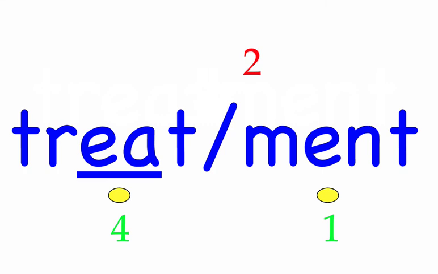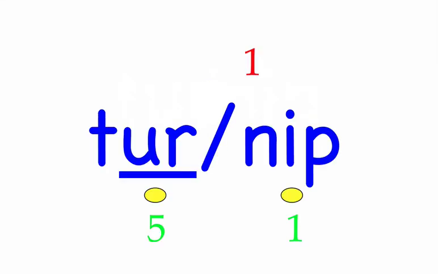Turnip. She cut the turnip into small pieces. Turnip. Turn has two sounds: T, ER. Nip has three sounds: N, I, P. Turnip. Mark the word. Turnip.